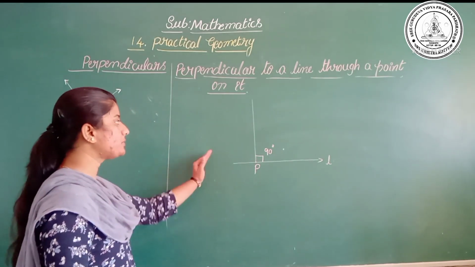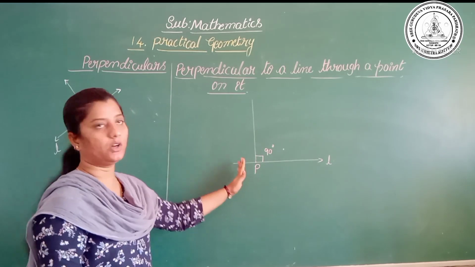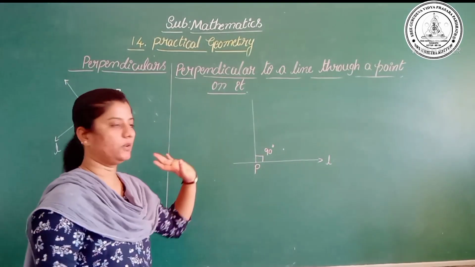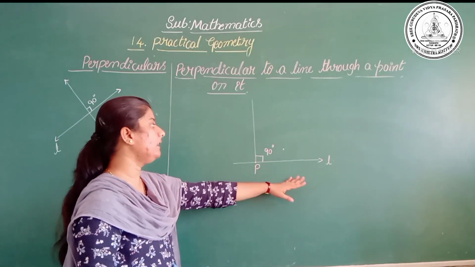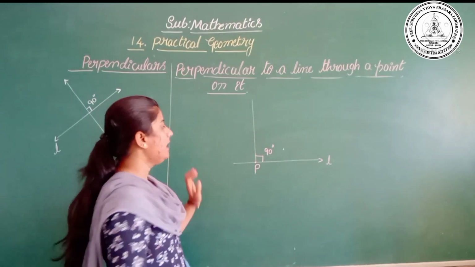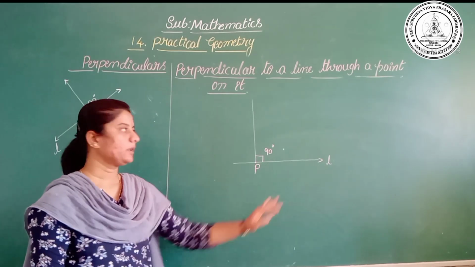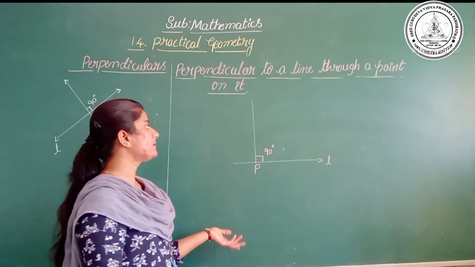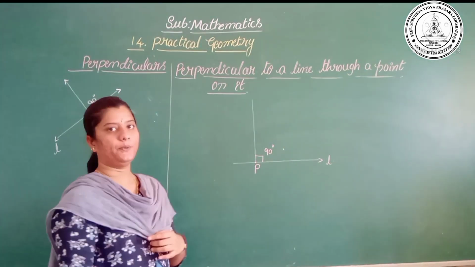Right? So like this, using the set square and the ruler, we may draw a perpendicular to a line through a point on it. Just mark the point P on a line L, and using the ruler and one of the set squares, draw a perpendicular to the line L. Okay? Next, using the ruler and the compasses, how to construct a perpendicular line through the point. Okay?